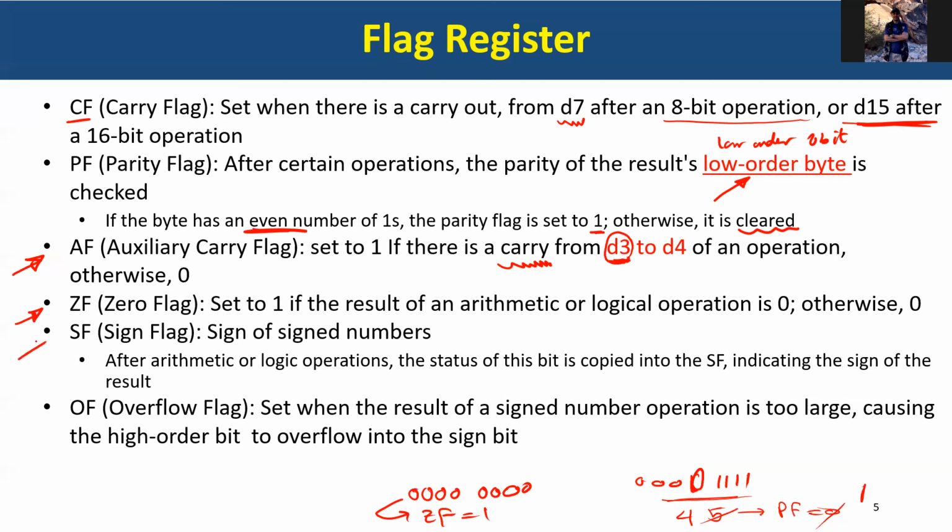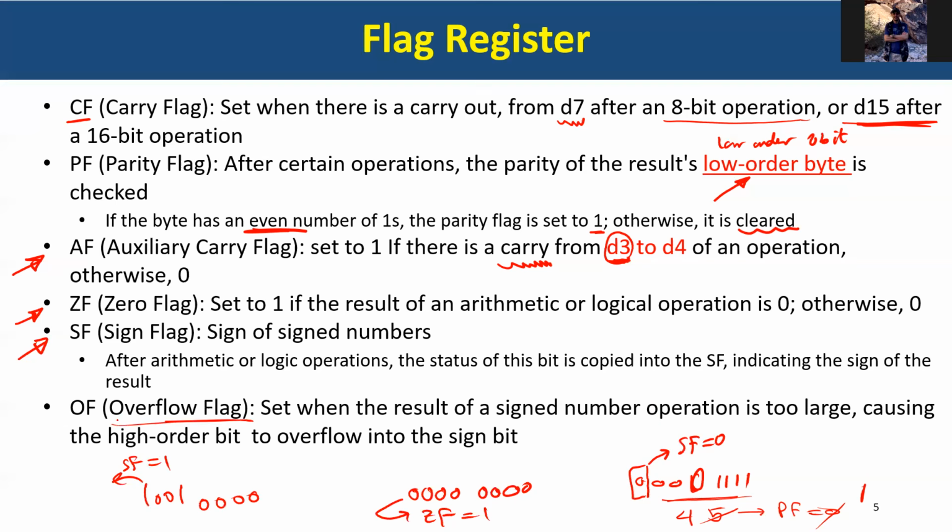The sign flag relates to the sign of the output. If there is an 8-bit operation like this, for example, this bit here will make the sign flag equal to 0. If this bit was 1, then SF will be 1. If you have a 16-bit operation, then we look at bit number 15, the 16th bit.